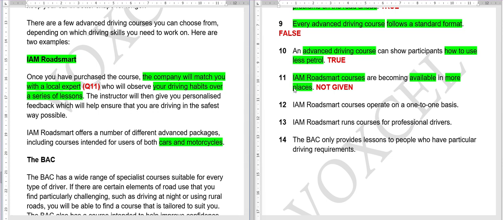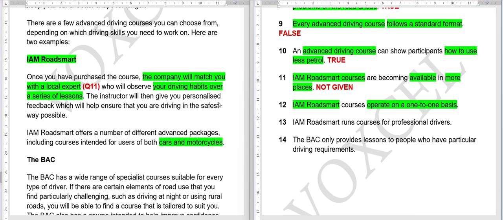12, I am road smart. Again, that's of I am road smart. So we have already read that the course operates on a one to one basis. If this particular course operates on a one to one basis, the answer will be true. But if it's a group course, not one to one, the answer will be false. But if we don't know whether it's one to one, group, or something like that, the answer will be not given. So I will just read this paragraph.